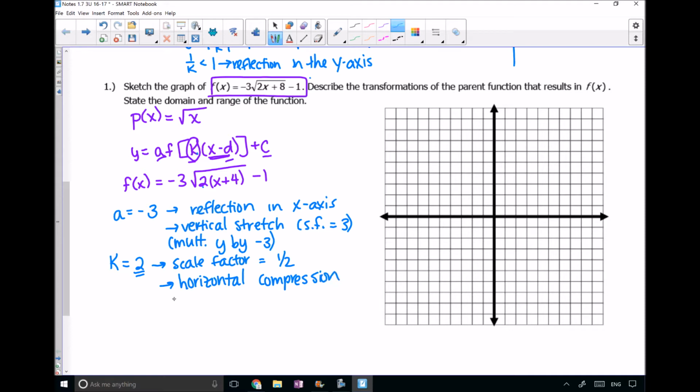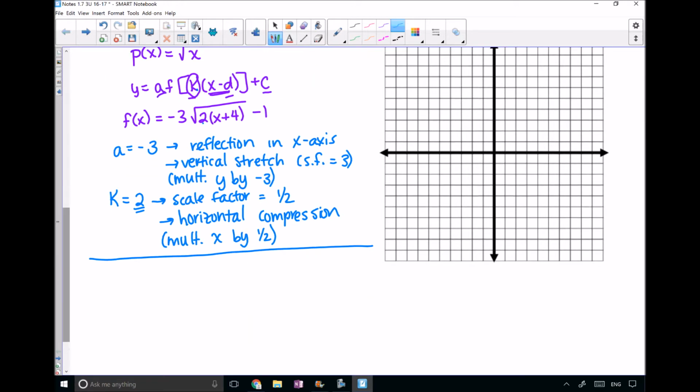What does this mean to do? I just have to multiply my x values by 1/2. So let's start by doing that first. We're done with the first two parameters. Let's identify how to apply that to our parent function chart.